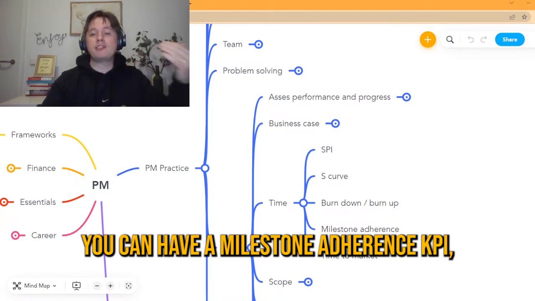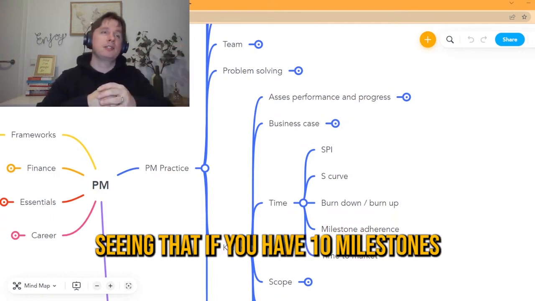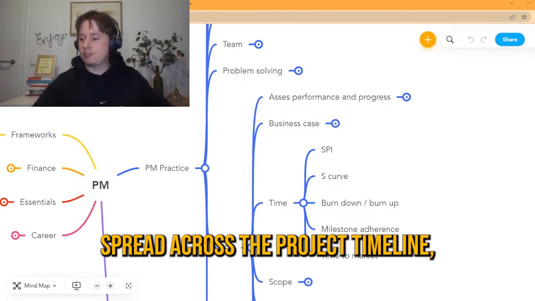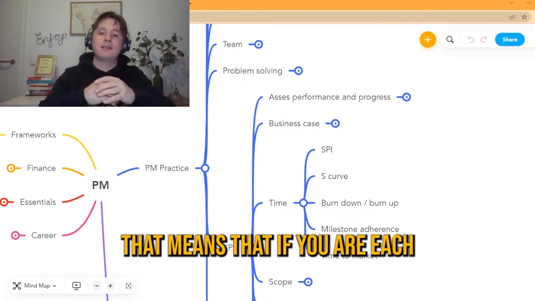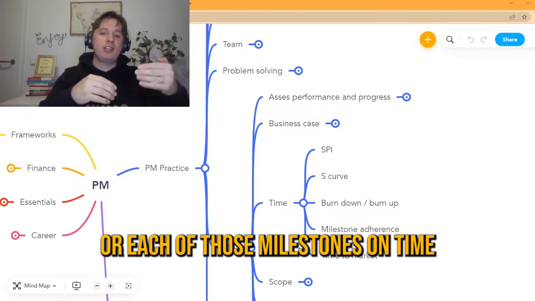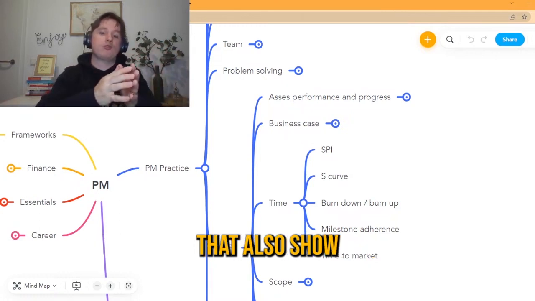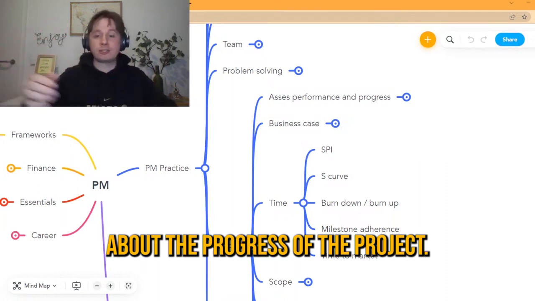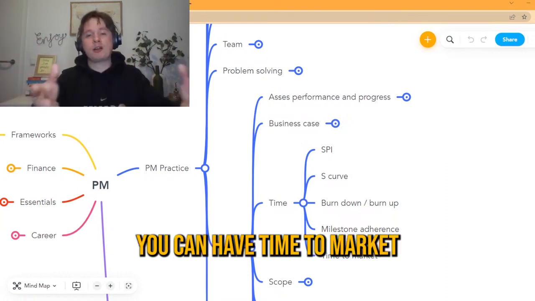You can have a milestone adherence KPI. If you have 10 different milestones spread across the project timeline, reaching each of those milestones on time also gives you some information about the progress of the project. In some other projects you can have time to market.